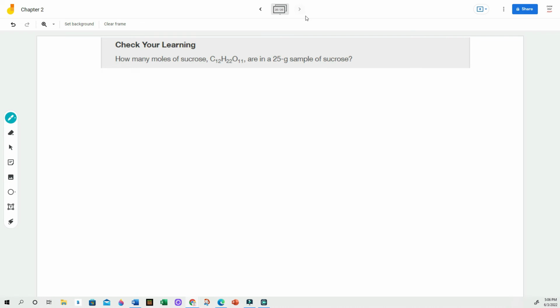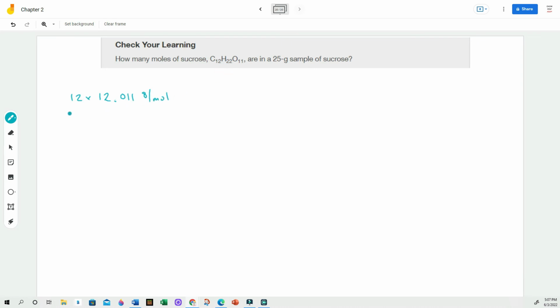Check your learning. How many moles of sucrose, C12H22O11, are in a 25 gram sample of sucrose? Okay. So again, I'm going to have to calculate a molar mass here because I have grams and I want to get to moles. So I'm going to do the same kind of calculation. I'm just going to work left to right and find the molar mass for sucrose. So I have 12 carbon atoms, so I'm going to do 12 times the molar mass of carbon. So that is 12 times 12.